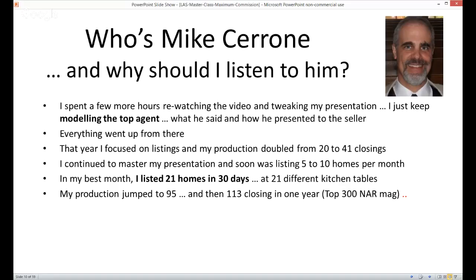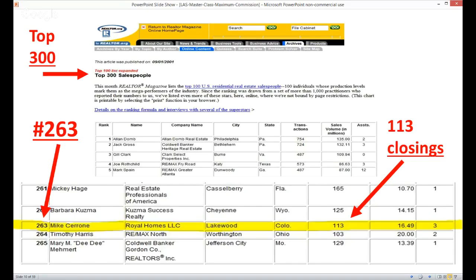I couldn't find that actual magazine, unfortunately, but I did find this online. I found this printout here. And you can see I was ranked number 263, and I closed 113 transactions that year in Lakewood, Colorado. It's a suburb of Denver. And it was a pretty exciting time.